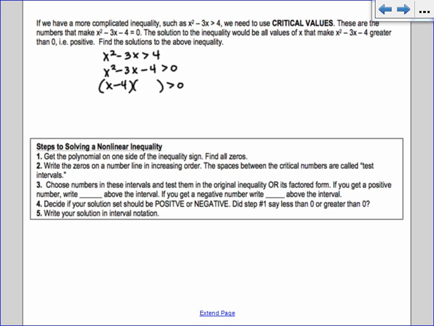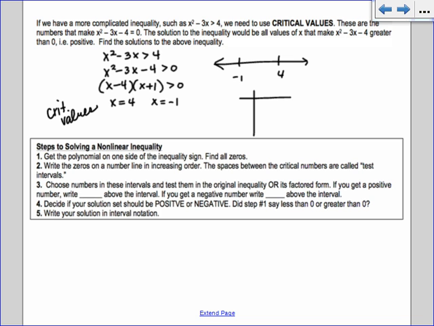So we have x minus 4 and x plus 1. So we get x equals 4, and we get x equals -1. These are what we refer to as critical values. These are the numbers that we put on a number line. And then we test in each interval. That's where I usually put test points, and I would put the factored form, x minus 4 and x plus 1, here. And then I would test in each interval.